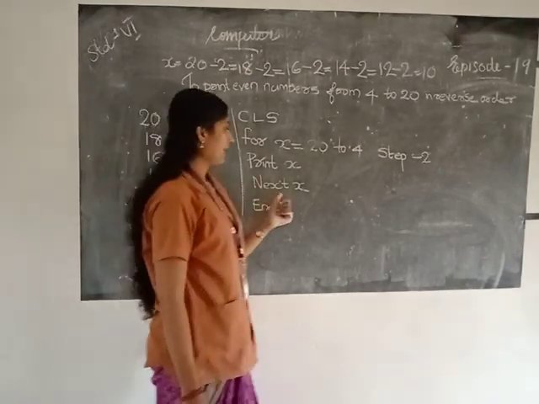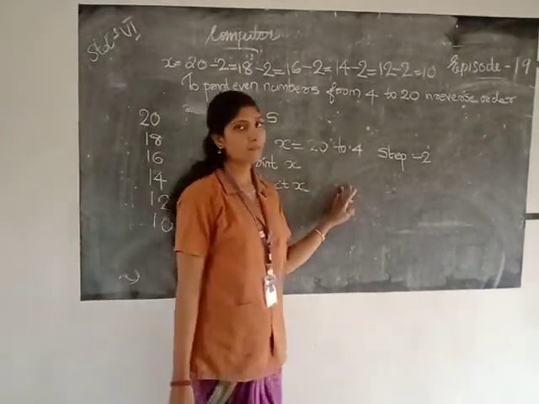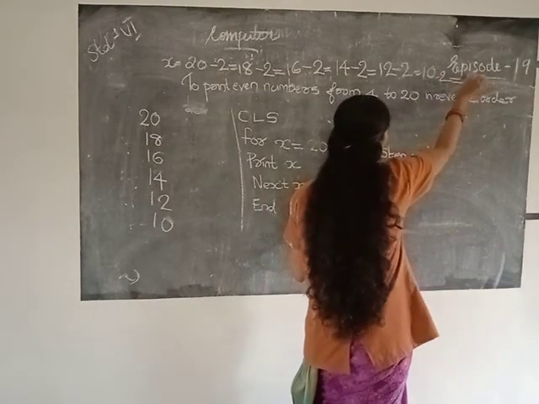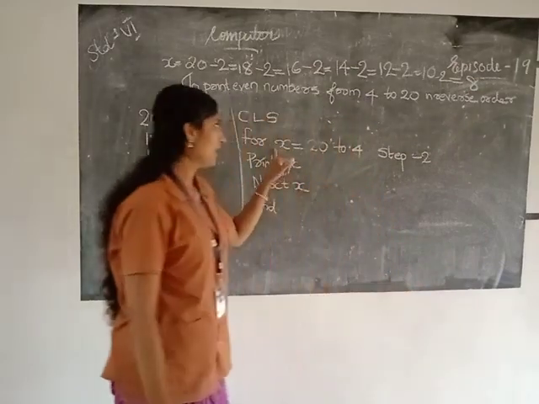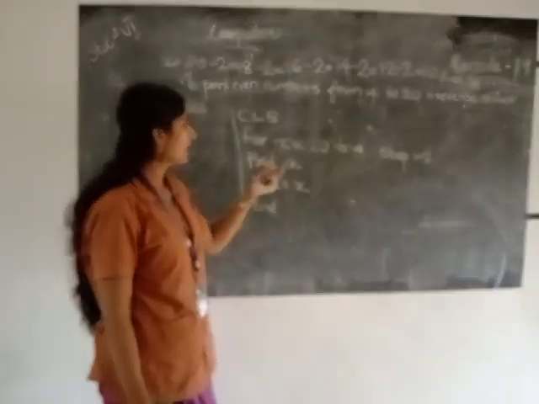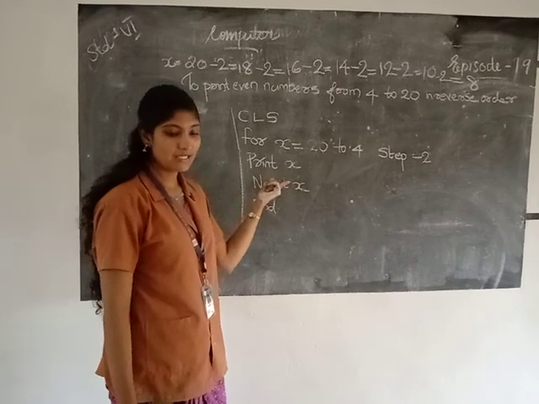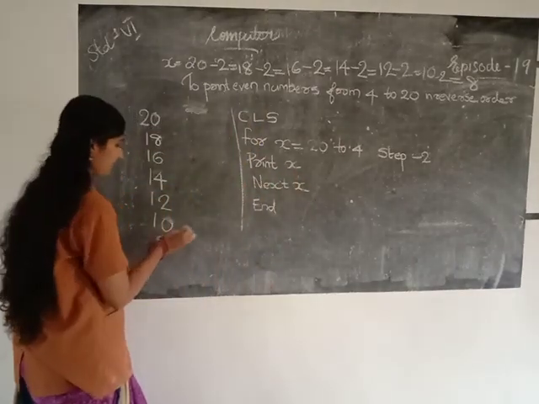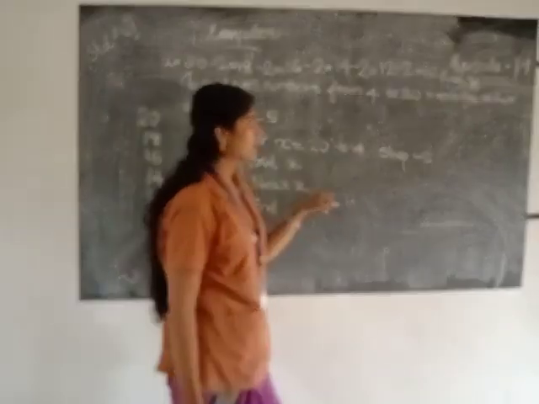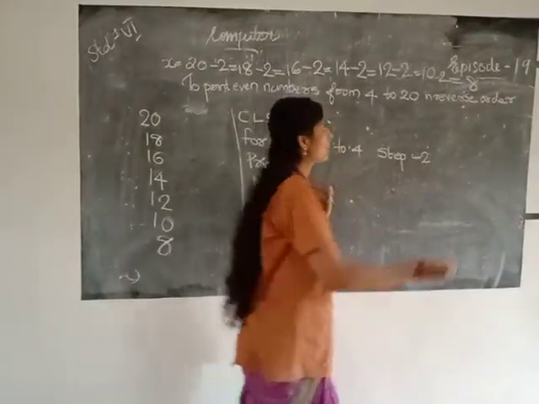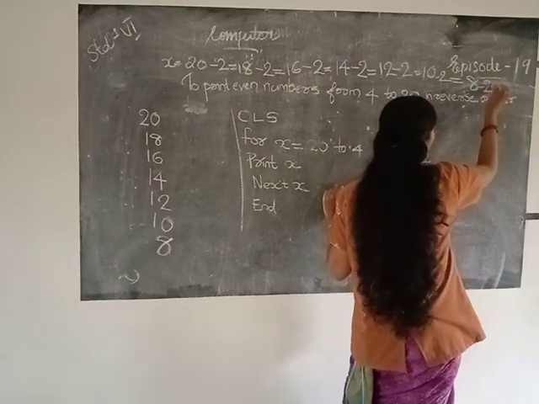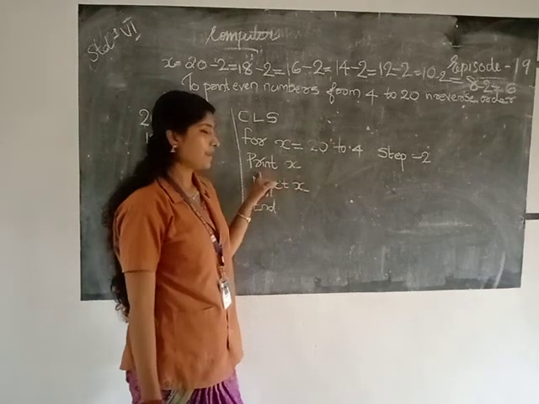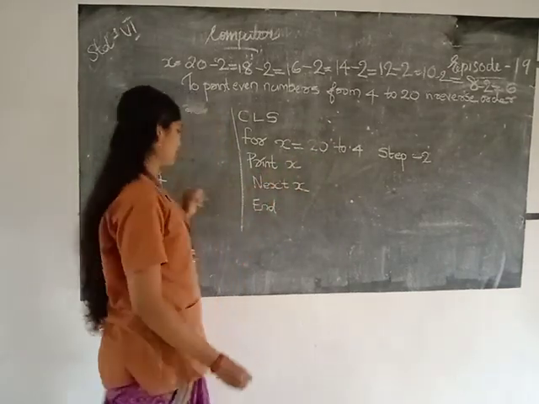Next x means 10 which is decremented by 2, that is 10 minus 2 is equal to 8. So now the value of x equal to 8 and then print x means print 8. Then next x means x is decremented by 2. So 8 minus 2 is equal to 6. Now the value of x equal to 6 and print x means print 6.